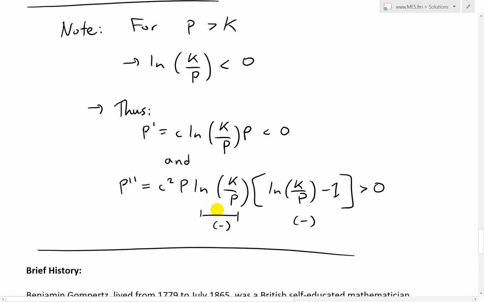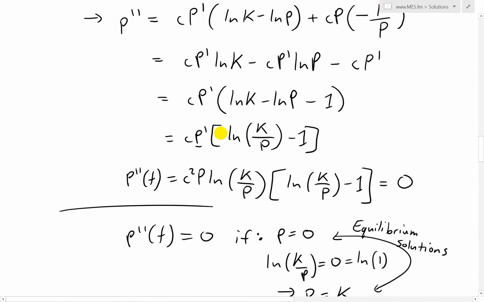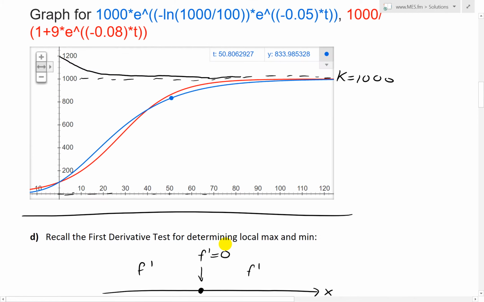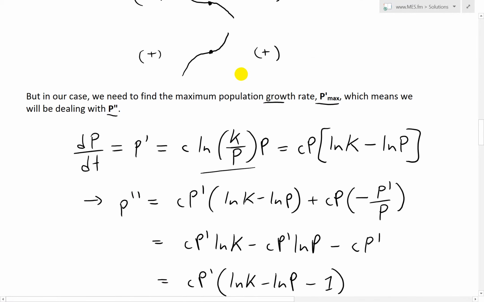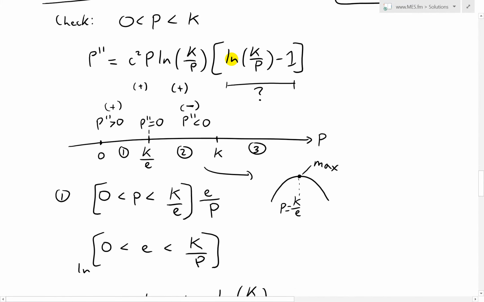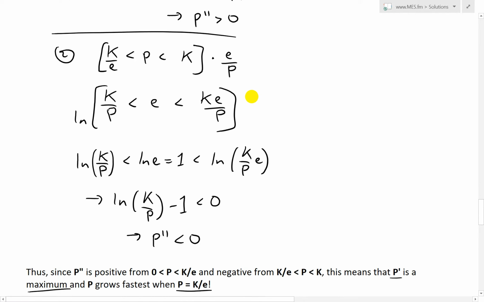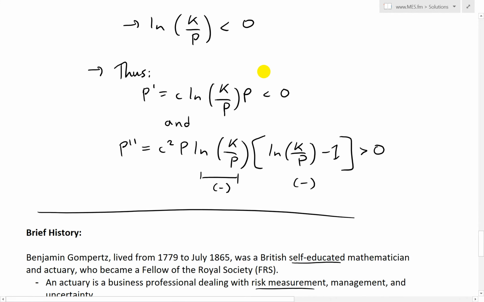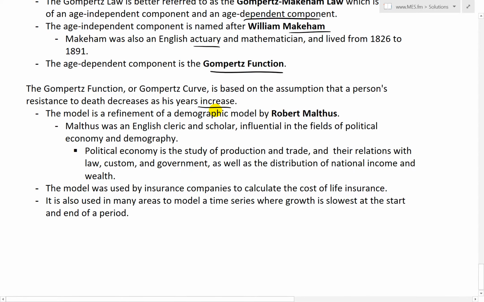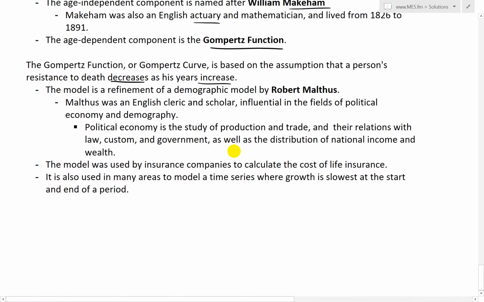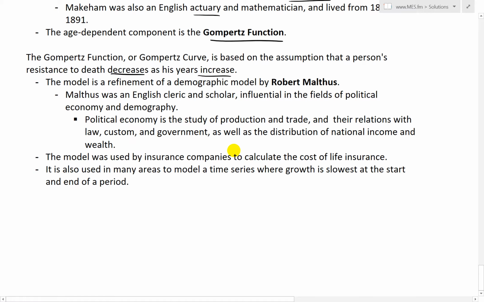And also by the graph, you could see that initially you have a slow growth, then you have a fast growth, and it just decreases as it ages. So that means the population or the person's likelihood to procreate as it gets older drops when he gets really old. So let's go back to this. So it decreases as years increase. That's his basic assumption. And the model is a refinement of a demographic model by Robert Malthus.